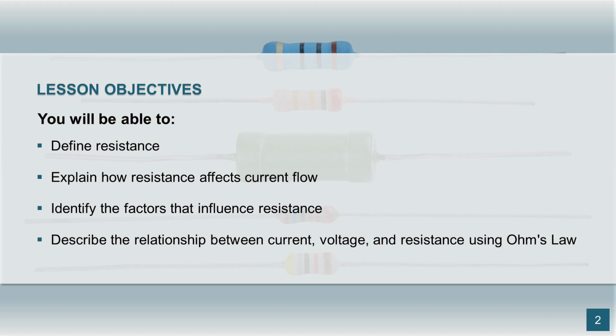Let us look at our lesson objectives. By the end of this lesson, you will be able to define resistance and explain its role in battery electric vehicle operation. Next, you will be able to explain how resistance affects current flow in a battery electric vehicle's electrical system. You will also be able to identify the factors that influence resistance in a battery electric vehicle's components. Finally, you will be able to describe the relationship between current, voltage, and resistance in battery electric vehicle circuits using Ohm's law.